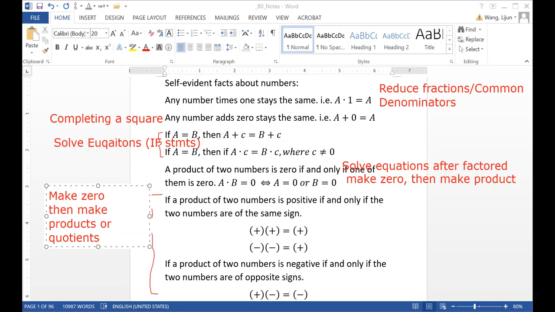Or quotients. You see, in the ideas, if you look at these six principles, you think about all the things we have done, right? These six principles are used all the time, nonstop.